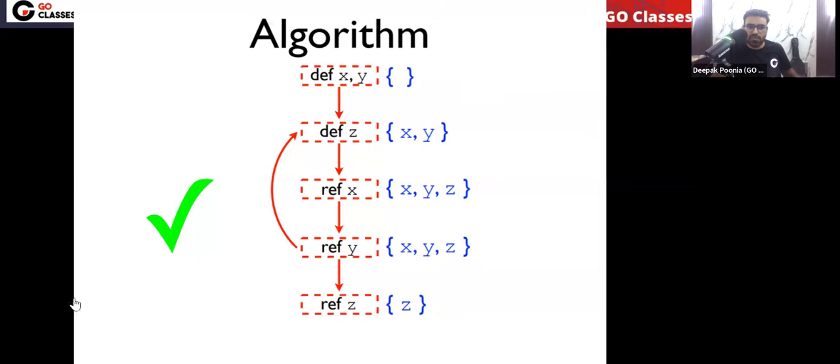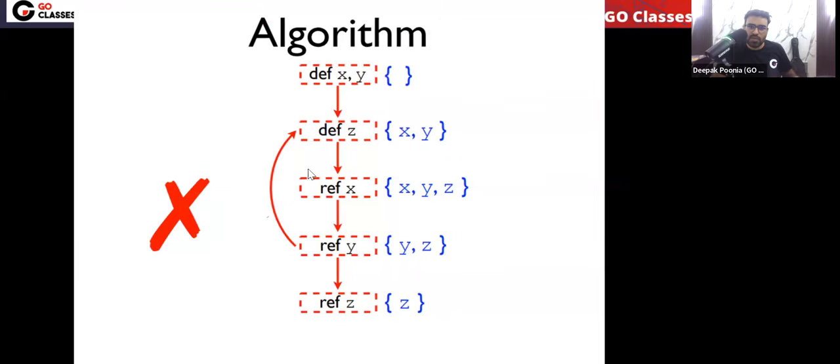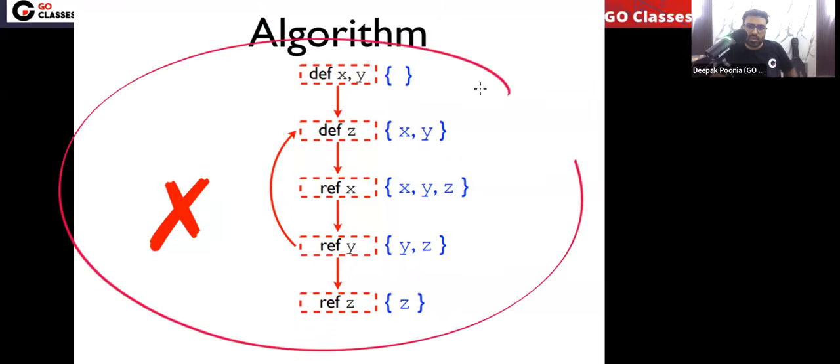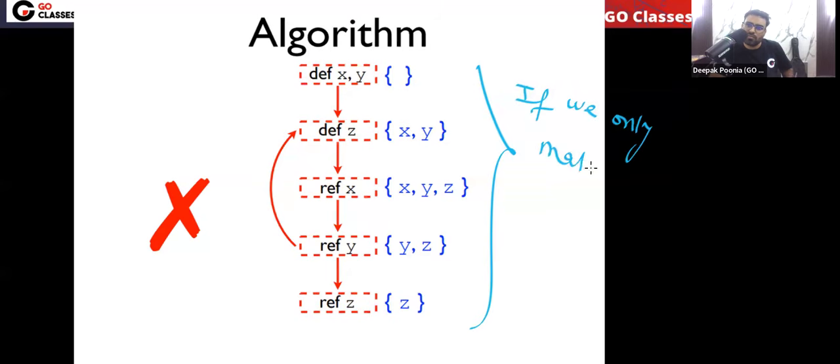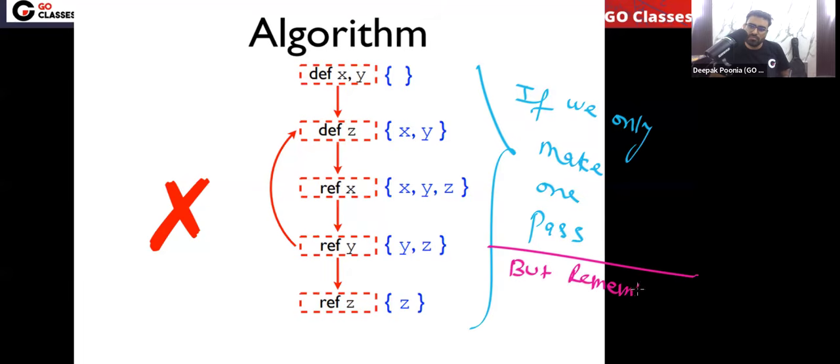One more thing, let me tell you: if you do not make multiple passes, if you only make one pass, then you might get this wrong answer. Remember, this is the result we will get if we only make one pass. But remember, this is a CFG with a loop, which may need multiple passes.